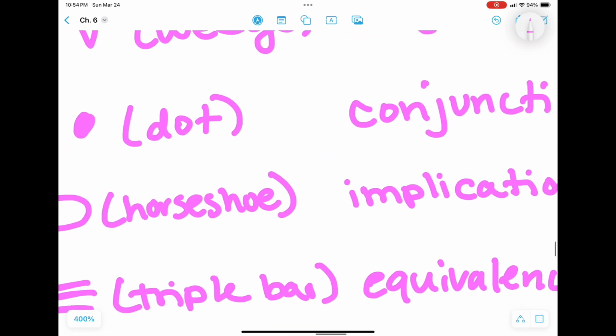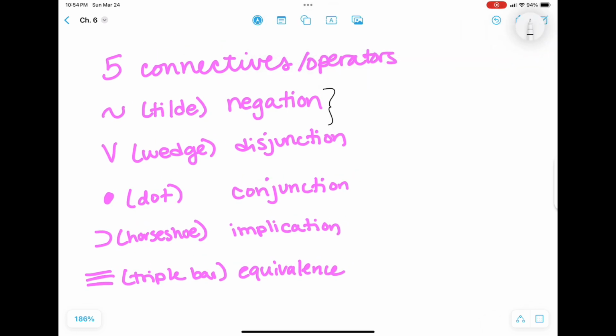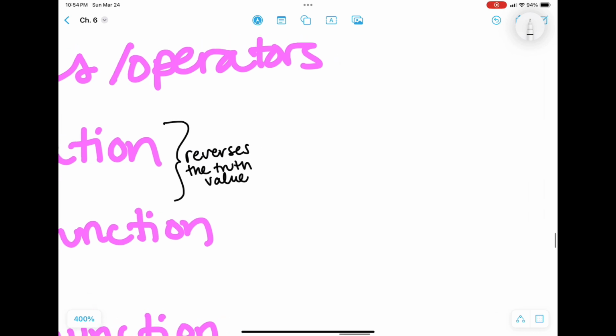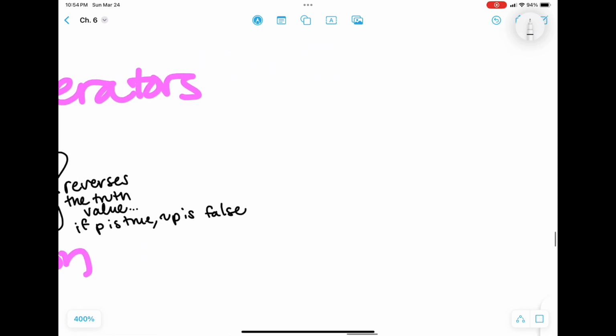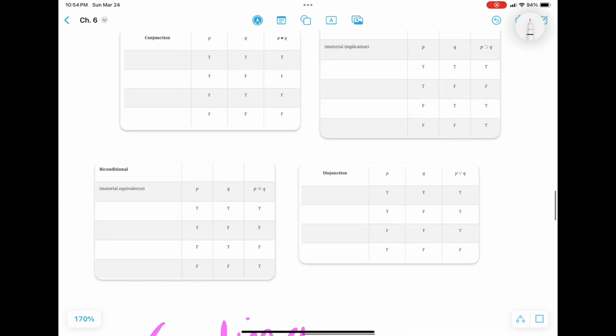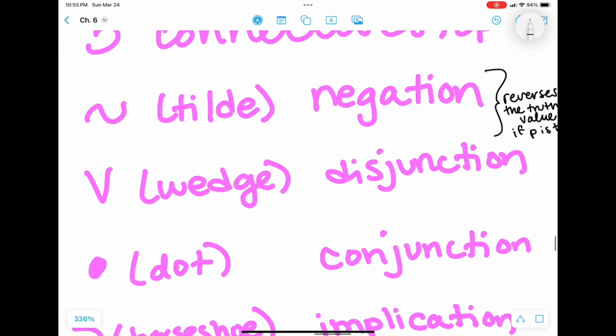Each of these logical connectives or operators is going to affect the truth value of the compound sentence we can find them in. So for example, if A is true, then not A is false. So the tilde or the negation basically reverses the truth value of whatever you're given. We can see this reflected in the truth table for negation, which I'll repeat for you here. So if P is true, not P is false. If P is false, not P is true.